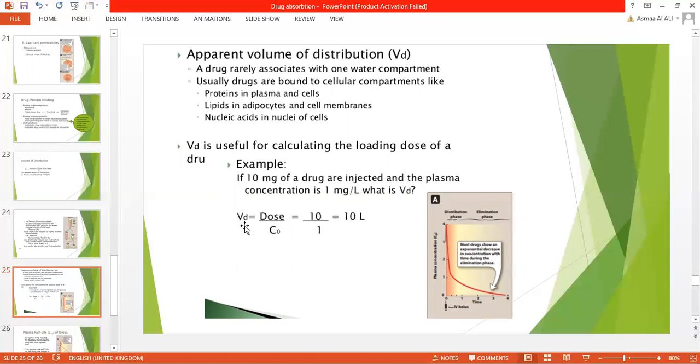The apparent VD is calculated by dividing the dose by the concentration at time 0. Here the dose is 10 milligrams of a drug and the plasma concentration is 1 milligram per liter, so it is equal to 10 liters.